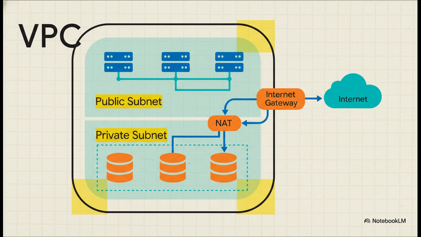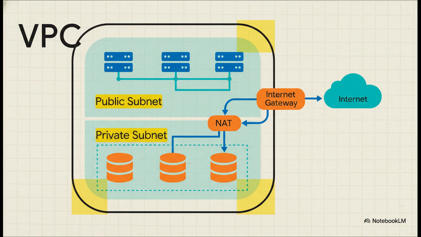Inside, you carve out subnets. Your public subnets are internet-facing, which is perfect for your load balancers and web servers. They talk to the world through an internet gateway. Your private subnets, on the other hand, are highly secure with zero direct internet access, making them the perfect safe house for your databases.